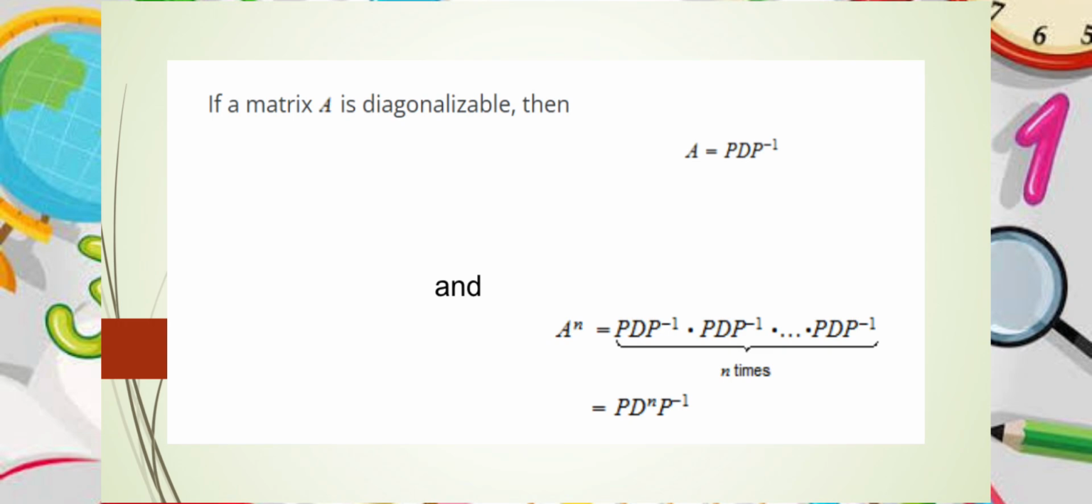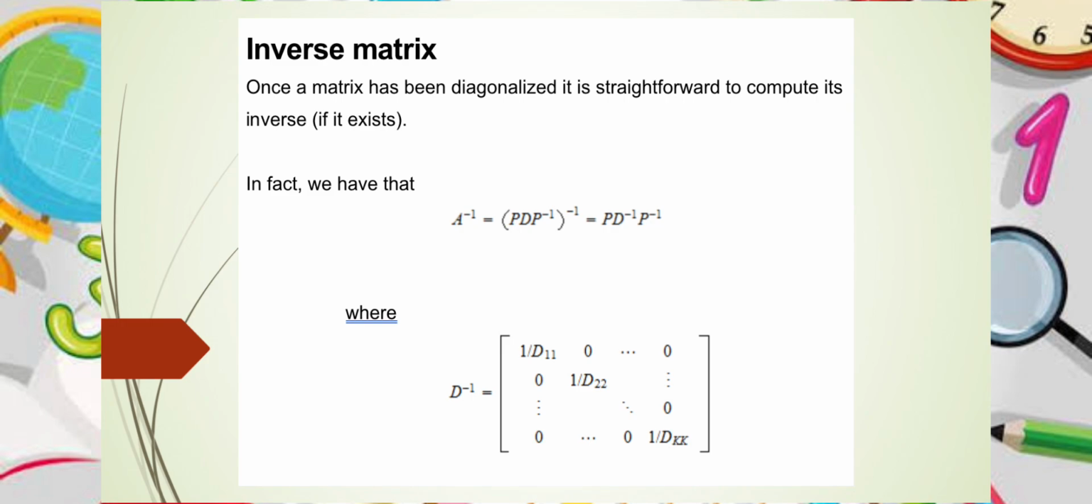Thus, to raise A to the nth power, first, diagonalize A if possible. Second, raise the diagonal matrix D to the nth power, which is very easy to do. And third, pre-multiply the matrix Dⁿ thus obtained by P, and post-multiply it by the inverse of P. And lastly, once a matrix has been diagonalized, it is straightforward to compute its inverse if it exists. In fact, we have that A⁻¹ = (PDP⁻¹)⁻¹, which is equal to PD⁻¹P⁻¹, where, as you can see on the screen, D⁻¹ is given by the inverse of D formula.